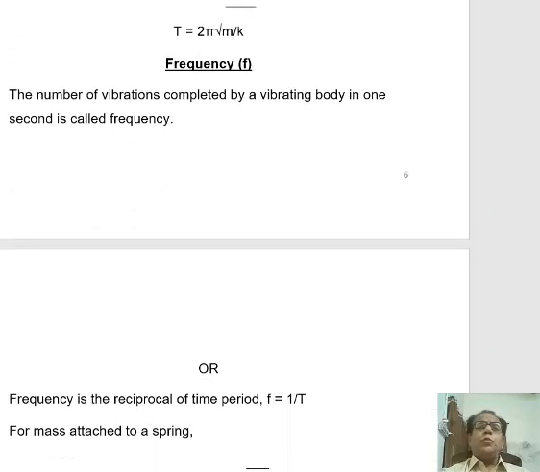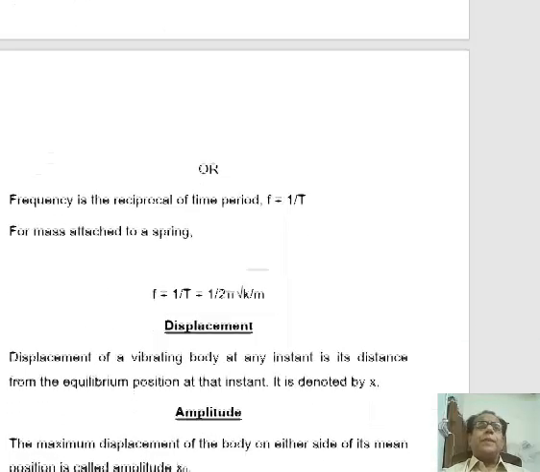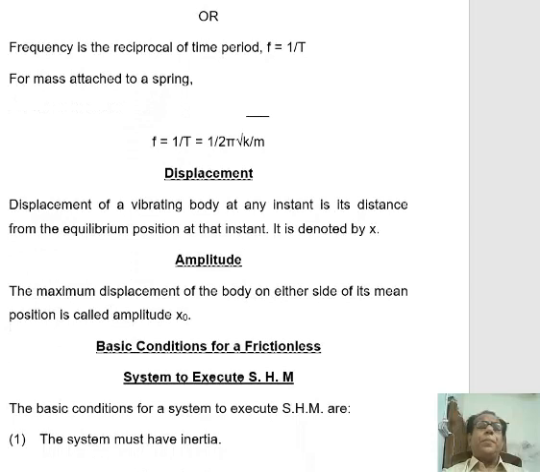Now we move on to the next page, that is page number 7. Entire contents being shown in a single display. Here again, dear students, you can see that frequency is equal to 1 over time period, which is equal to 1 over 2 pi under root k over m.